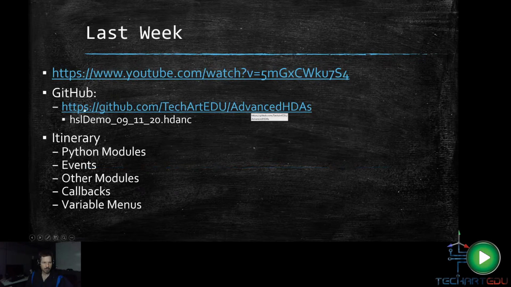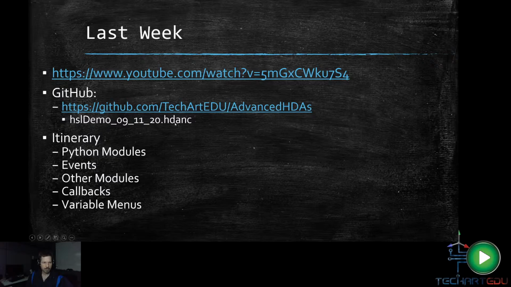Last week we created a digital asset, and if you want to follow along, you can go to GitHub. This is the address of the video that was streamed last week. But if you want the actual content for the digital asset that was created last week, you can go to GitHub, go to techart.edu/advanced HDAs, and download the HDA that is sitting there. It's called HSL demo _09 _11 _20.hda.